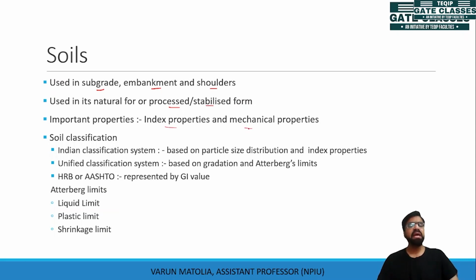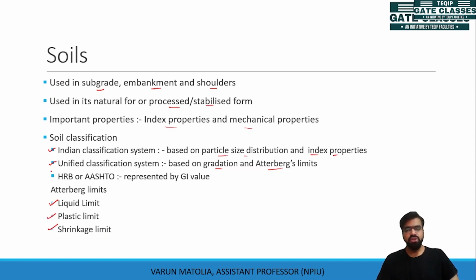Index properties and the mechanical properties are the main properties of soil which we focus on, because these properties tell us about the quality of the soil or the type of the soil. Soil can be classified in the Indian classification system, which is based on particle size distribution and index properties. It is also classified in the unified classification system, which is based on gradation and Atterberg limits. Atterberg limits, you know, are liquid limit, plastic limit, and shrinkage limit.